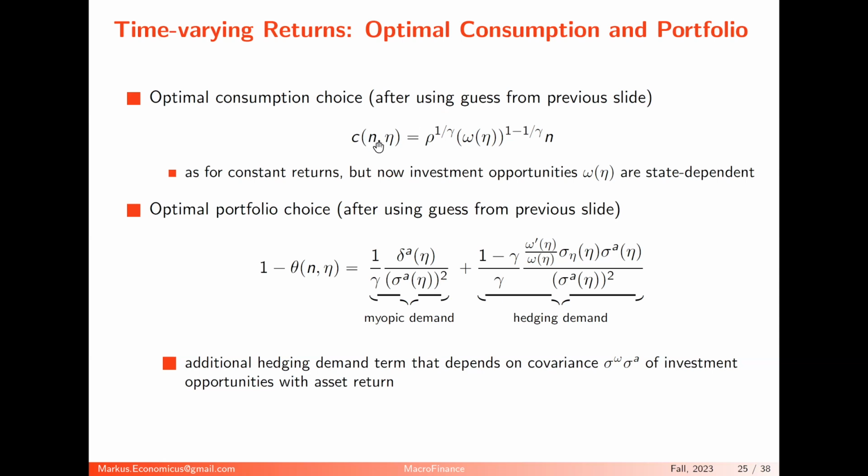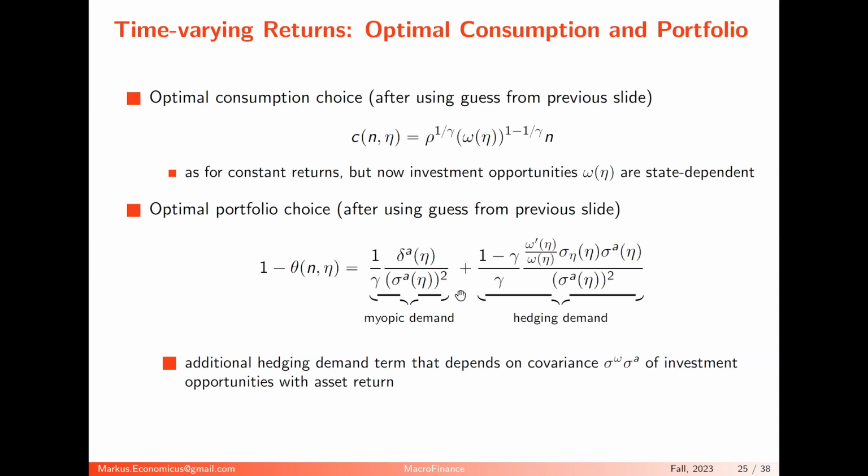Now consumption depends on my own net worth and it depends on the aggregate state variable, eta. It's still an exogenous process here. Now the only thing which depends on the aggregate state variable is this omega, no? Now this omega is a function of eta. So as for constant returns, but now the investment opportunities move around, they're state dependent, they're eta dependent, okay? Now the optimal portfolio choice, once I do that, I can do the same thing. And so after using the guess from the previous slide, the optimal portfolio looks something like that.